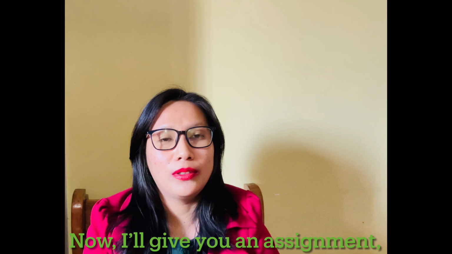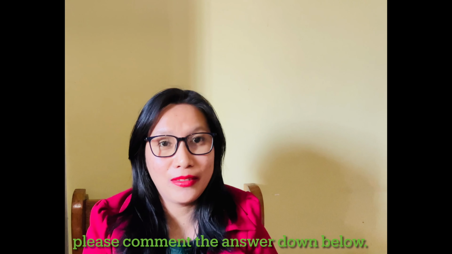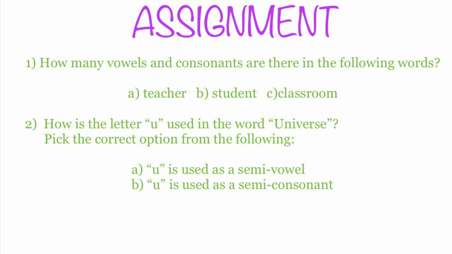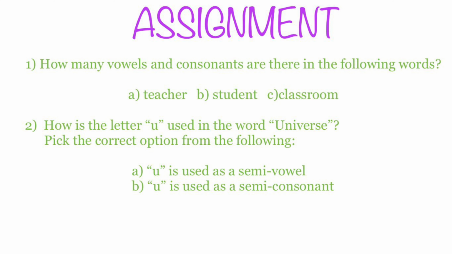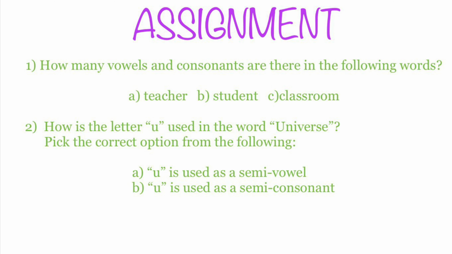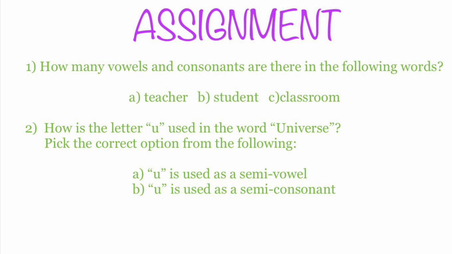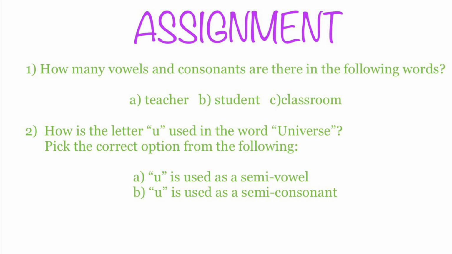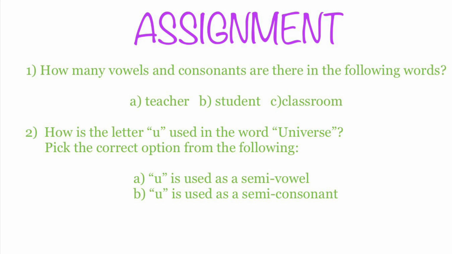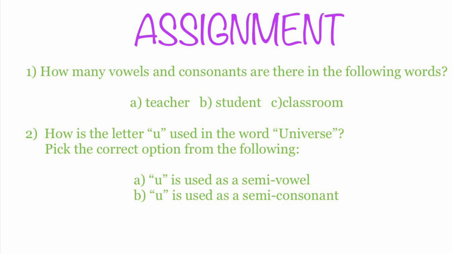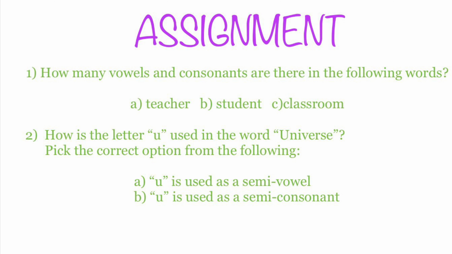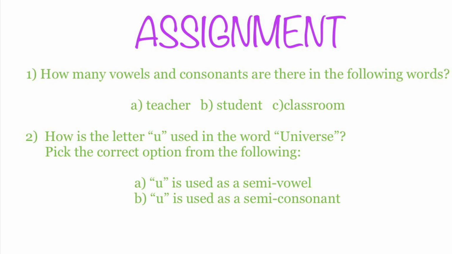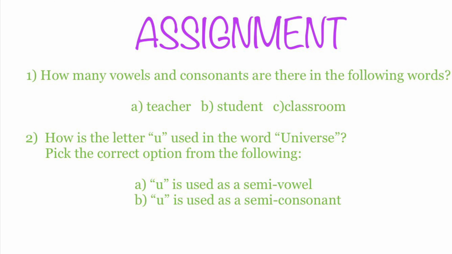Now, I'll give you an assignment. Please comment the answer down below. Question number 1. How many vowels and consonants are there in the following words? A. Teacher. B. Student. C. Classroom. Question number 2. How is the letter U used in the word universe? Pick the correct option from the following. A. U is used as a semi-vowel and B. U is used as a semi-consonant.